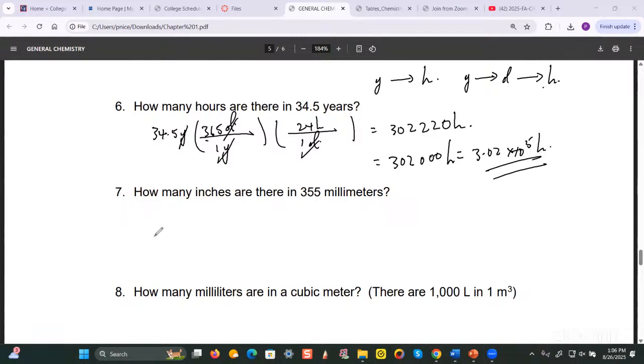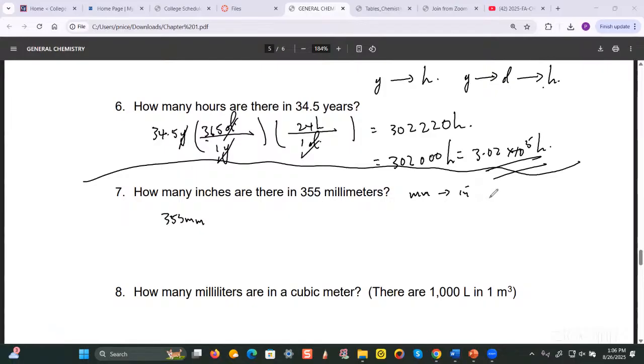Okay, number 7. How many inches are there in 355 millimeters? Right, so we're going from millimeters to inches. All right. So how would you do that? I don't think the chart has a direct relationship between them. It may, I don't know. Nearest closest relationship. Right. Centimeter. Right, so I will go from millimeters to centimeters and then from centimeters to inches, because we know that relationship. That is definitely in the chart.